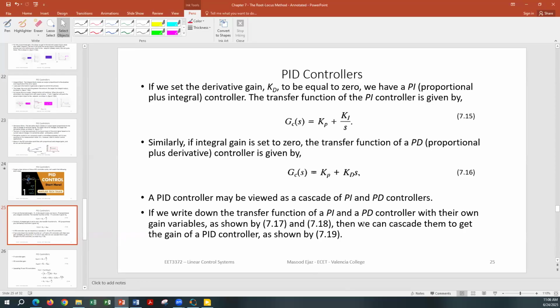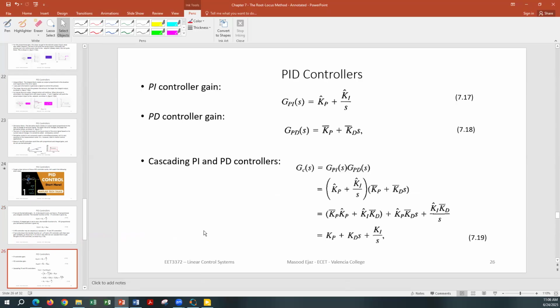If you write down the transfer function of the PI and PD controllers with their own gain variables, as shown in equations 7.17 and 7.18 on the next page, then we can cascade them to get the gain of a PID controller. So this is a PI controller, Kp plus Ki over s, just showing a tilde over here to differentiate that the gain is from a PI controller or from a PD controller. We are showing a bar on top of the gain.